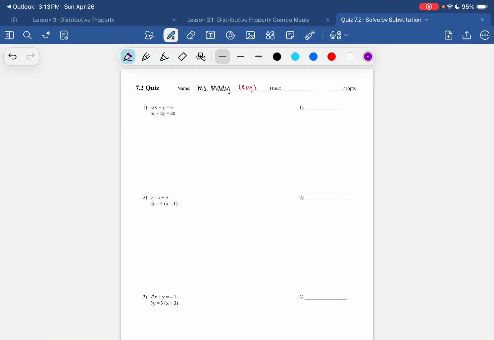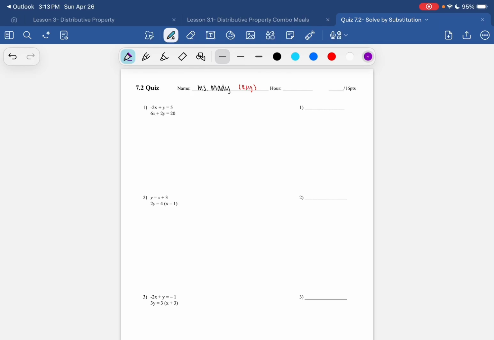All right, everyone, I'm going to be going over your solving systems of linear equations by substitution quiz with you. I noticed that a few of you were struggling with some basic things like distributing, a negative times a negative is a positive, or a positive times a negative is a negative. I was seeing a lot of positive and negative mistakes.